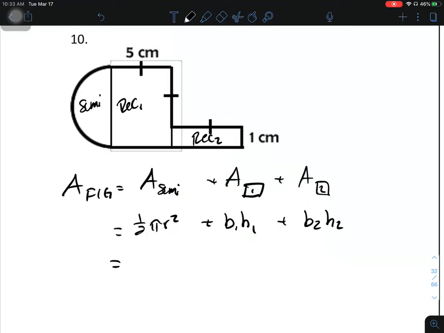Let's go back to my picture. This is 5. This also has 1 dash, so it's 5. This has 1 dash, so it's 5.